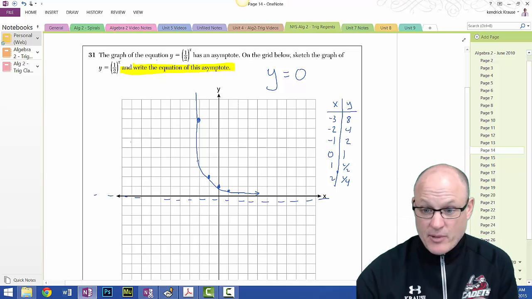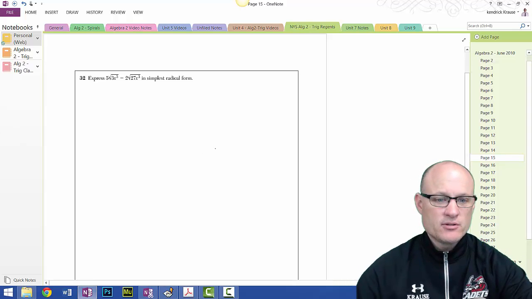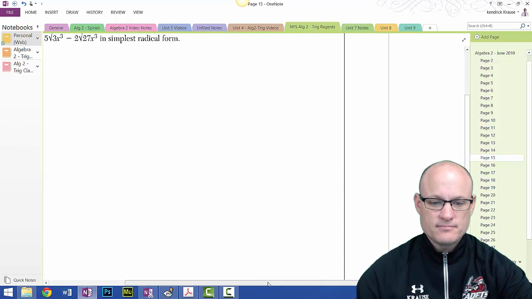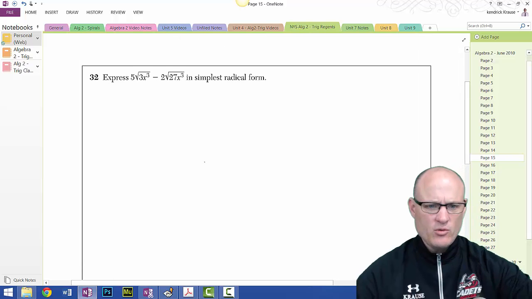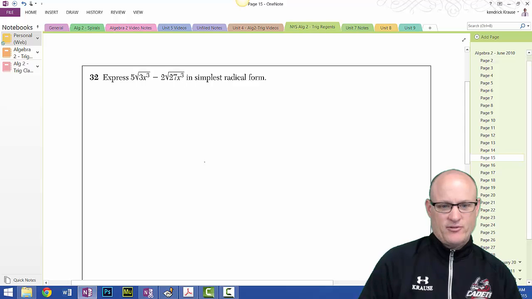All right, moving on to page 15. Don't know how many pages we got left. We got a lot. I'm going to get rid of a bunch of those pages. Oh, yes, simplifying radicals. I actually love simplifying radicals. It's so easy, but kids hate it.